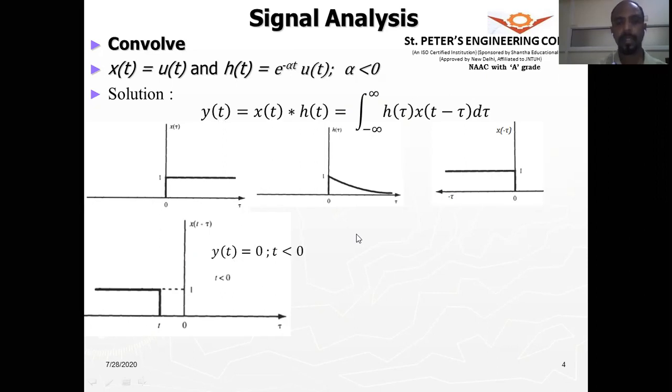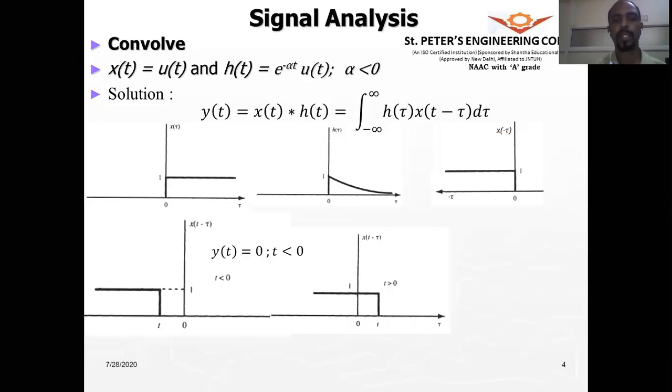Next, what happens when t is greater than 0? Let me draw here on this signal. It can be here, it can be here, anywhere. So when I say t greater than 0, it can be even just adjacent to the 0 point. So any of these points it can be.